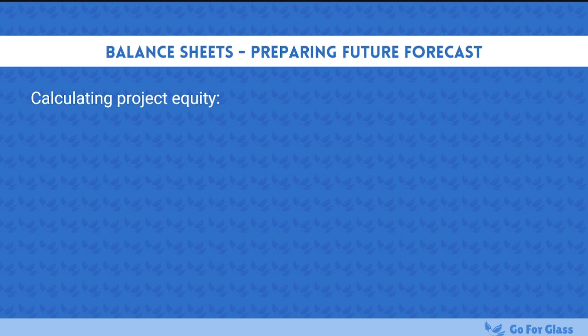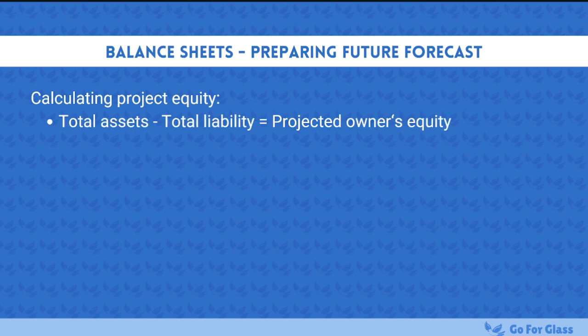Thankfully, this is pretty easy. First, we add the value of all assets together to find our projected total assets. Then we do the same with liabilities, summing them to find the projected total liabilities. From there, we subtract liabilities from assets to determine projected owner's equity.